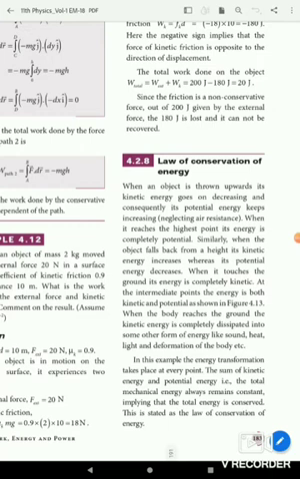Hi students, today we are going to see about the law of conservation of energy.